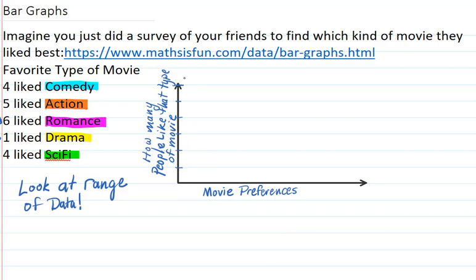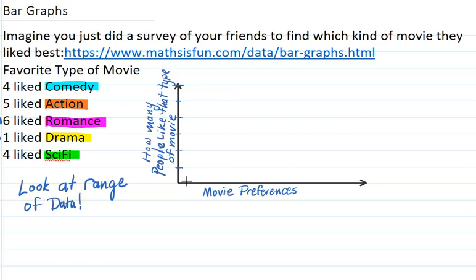If my graph area had been shorter, then I would need to be very careful that I was scaling my height appropriately. So maybe each one of these marks would need to be 2 or 3 counts on the table. But I think we can fit them all on here.